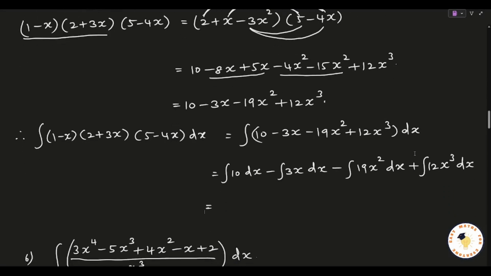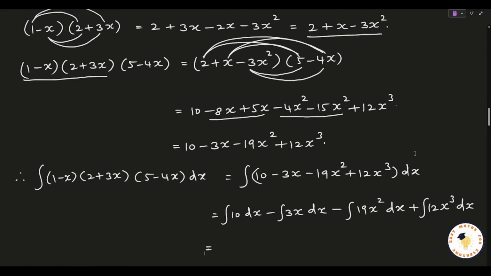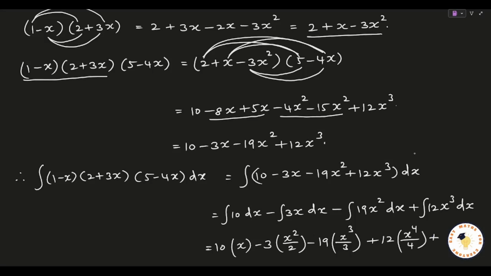Taking all the constant terms outside, we get 10 into integral of dx will be x, minus 3, integral of x will be x square by 2, minus 19 times integral of x square will be x power 3 by 3, plus 12 into integral of x cube will be x power 4 by 4, plus c.